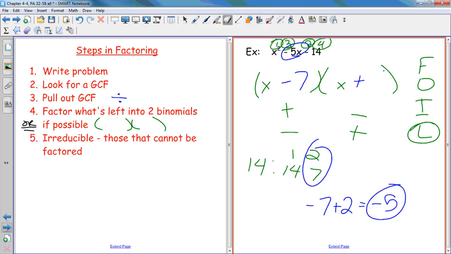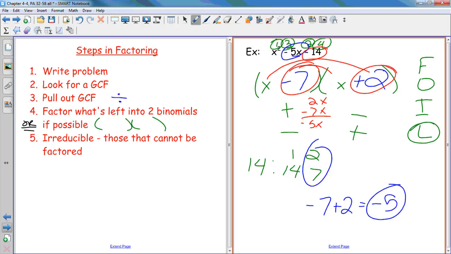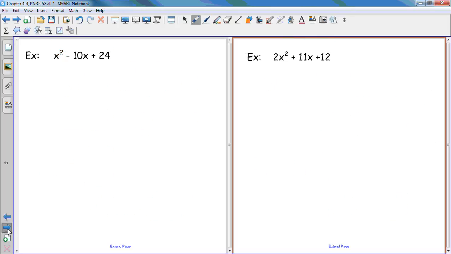Then after you're done, check it. Check your outers and your inners. So I have 2x minus 7x, negative 5x, and check your negative 7 times 2 gives you negative 14. That's what you need. It's FOIL backwards. And actually the best way to do this is practice. Get good at this. Okay, now, we're going to add another step today, and this makes it more difficult.